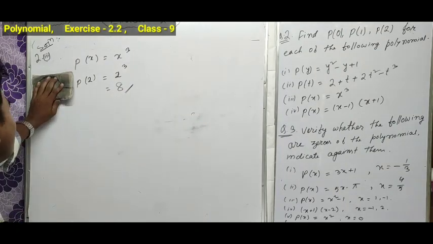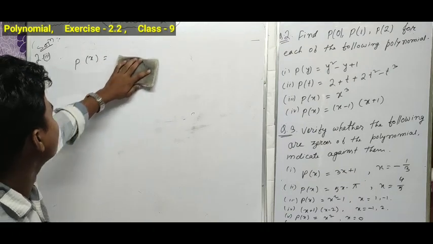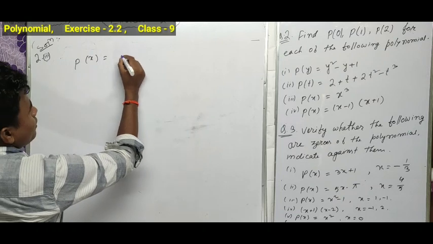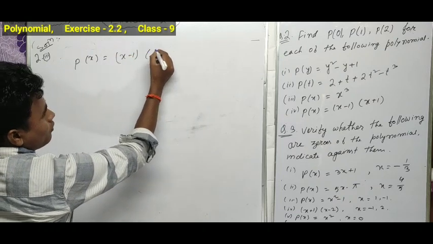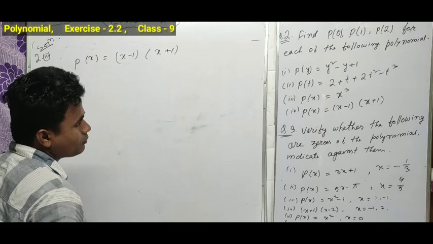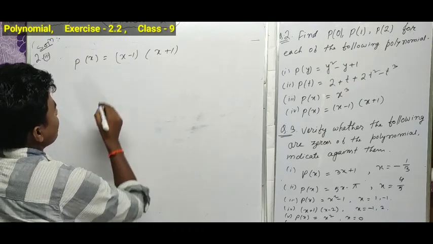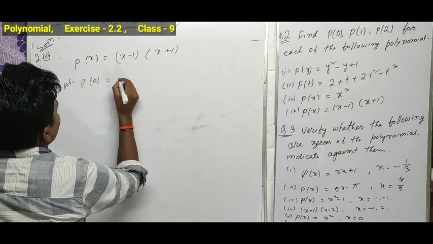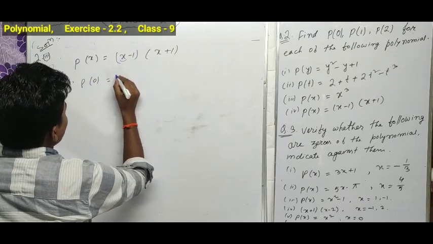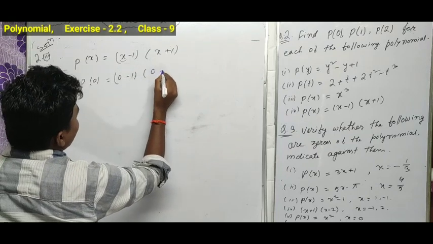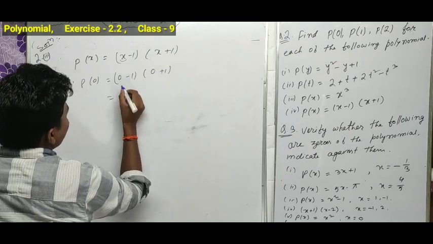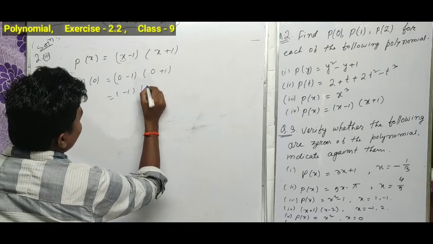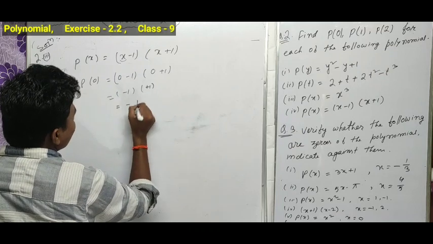Next, that one is a little bit of a puzzle for you, I think. P(x) equal to (x minus 1)(x plus 1). At P(0), we put 0 minus 1 and 0 plus 1. 0 minus 1 means minus 1, again plus 1. Minus times plus becomes minus, 1 times 1 is 1.